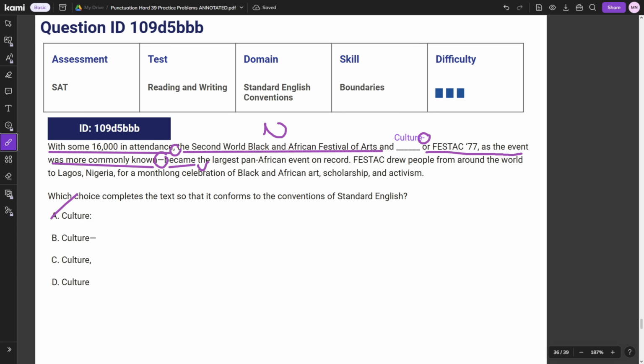And now let's read everything in the middle. Or Festac 77, as the event was more commonly known. Is that a dependent clause? Does it add more detail? Yeah, it does. It just gives a different name of that festival they just mentioned. So yes, it would make sense to use the dash here. That means our answer will be B.